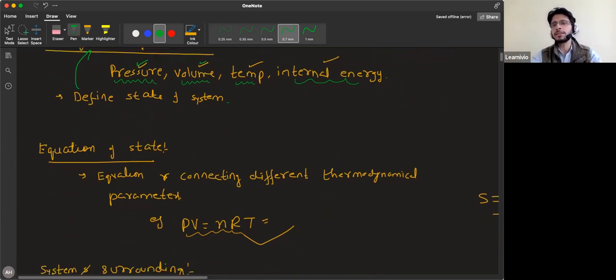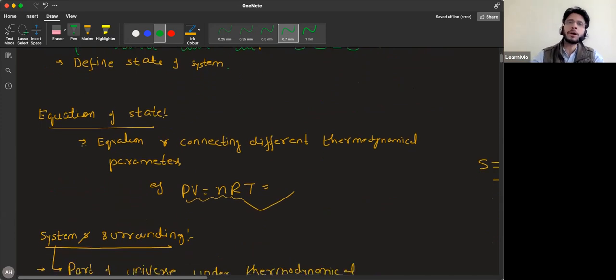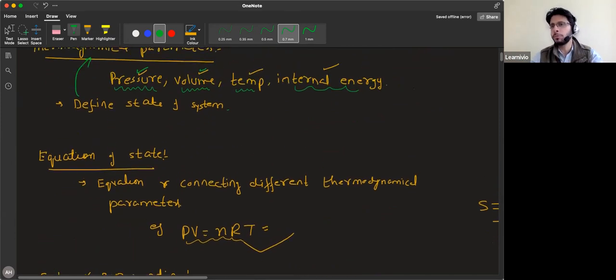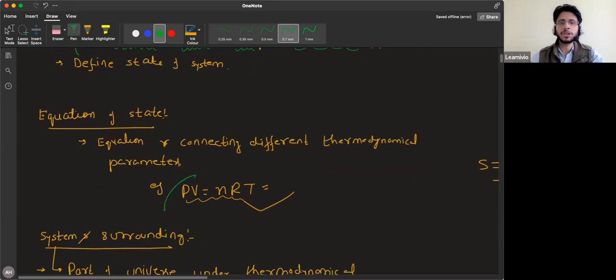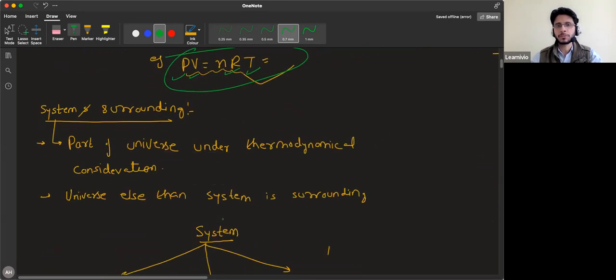Just like mechanics, in thermodynamics you have thermodynamical parameters, which are pressure, volume, temperature. So equations which connect these different thermodynamical parameters are known as equation of state. One example is PV equal to nRT. So it connects pressure, volume, number of moles, and temperature.